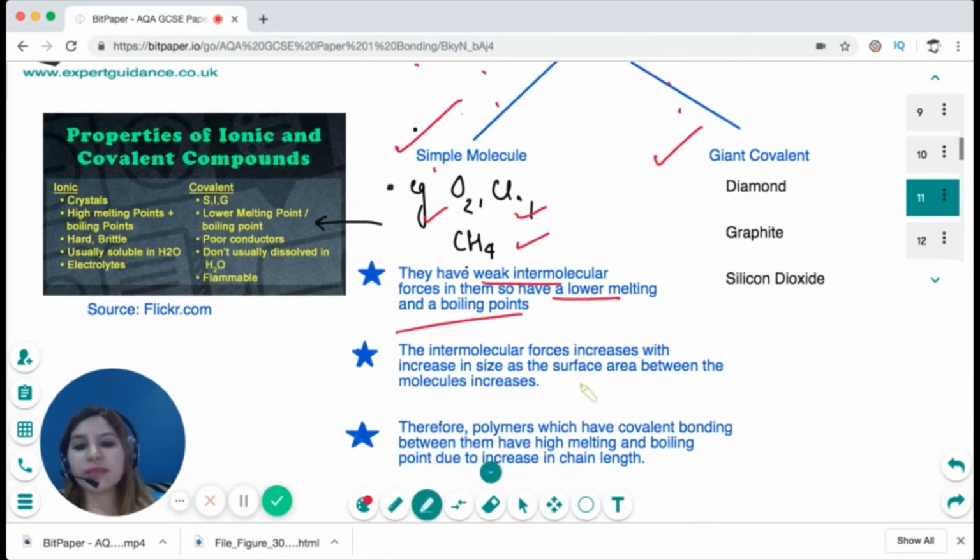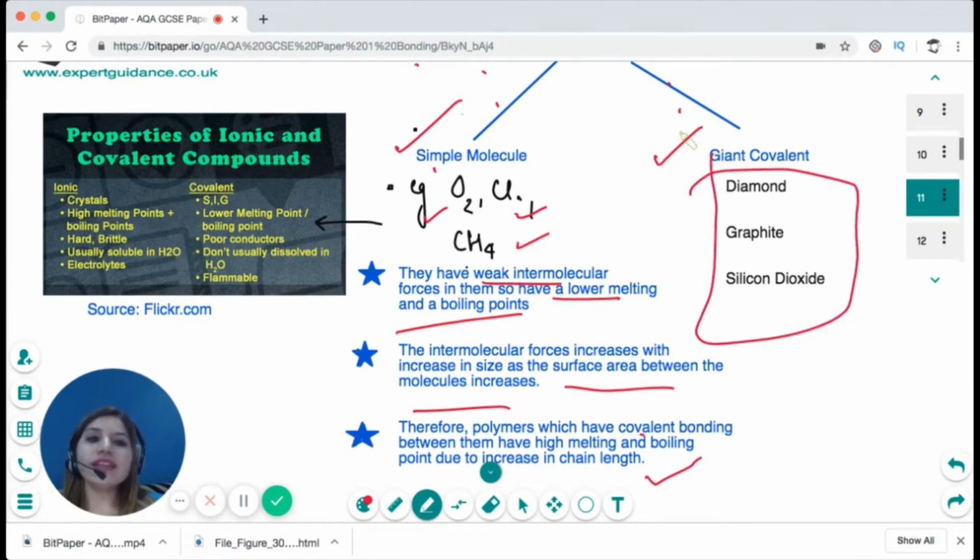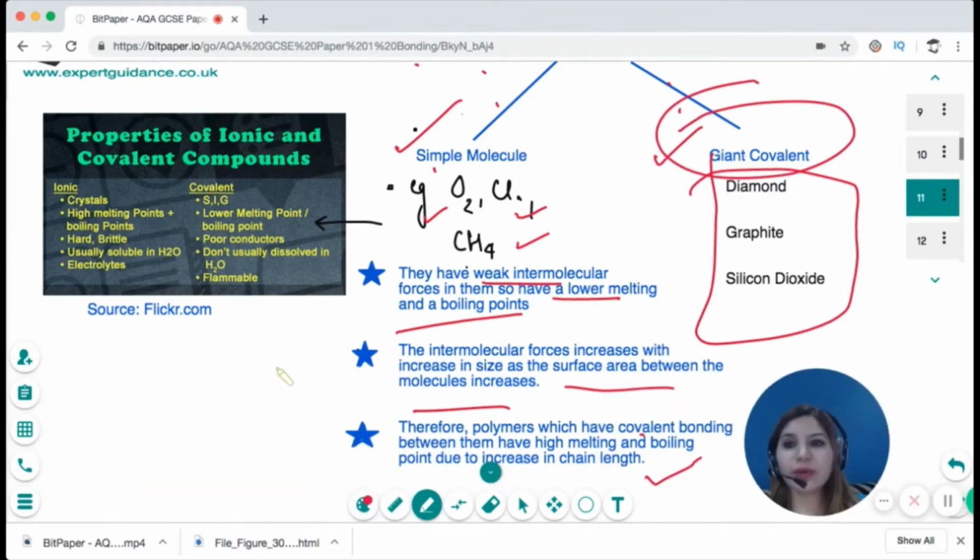However, their intermolecular forces increase with size, so polymers, which have covalent bonding, have high melting and boiling points due to their chain length. Whereas diamond, graphite, and silicon dioxide are examples which have a giant covalent structure, therefore they have high melting and boiling points. Now, ionic compounds, let's compare the difference between ionic and covalent compounds.